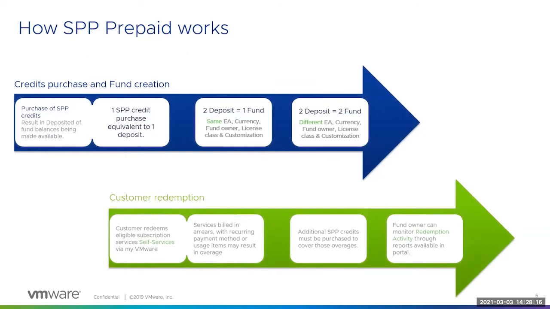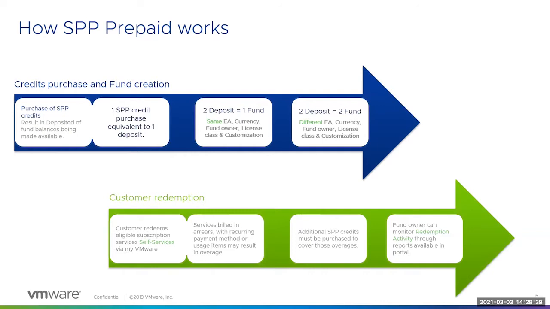How does the SPP prepaid model work? The purchase of SPP credits results in a deposit in a fund balance being made available. Each deposit has its own start and end date. Each credit purchase can be deposited in the same fund if it has the same EA number, currency, and fund owner. If any of these elements is different, then a new fund will be created.